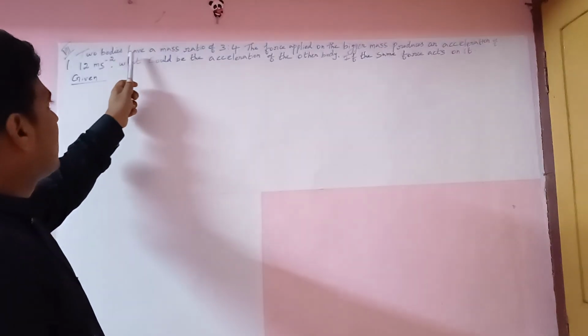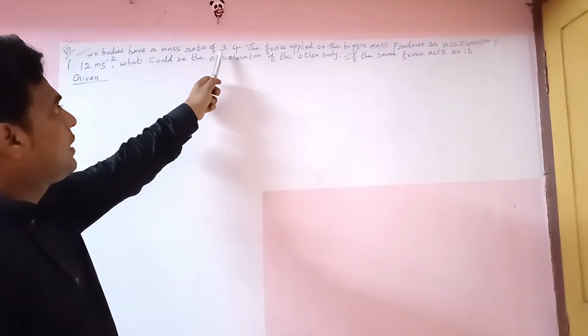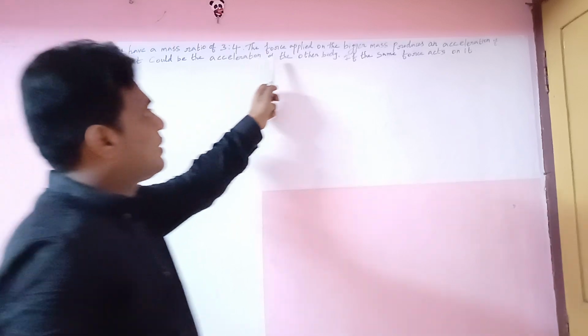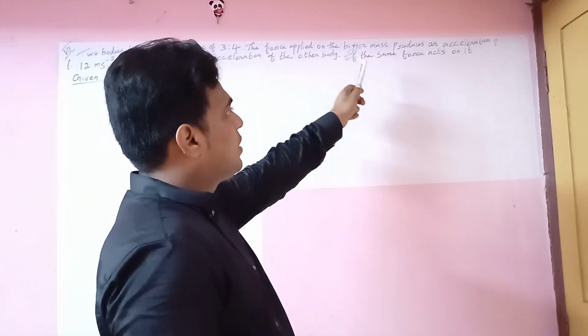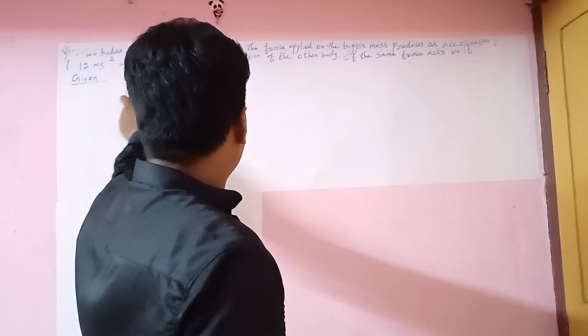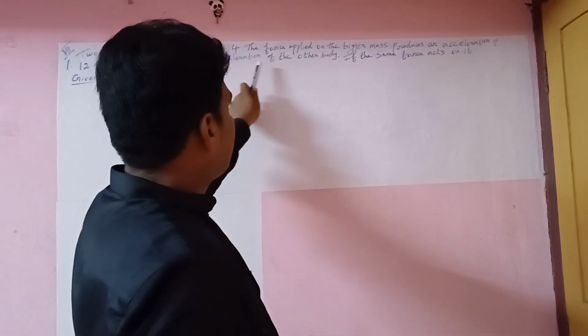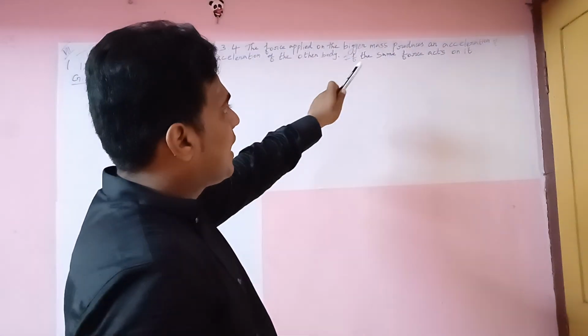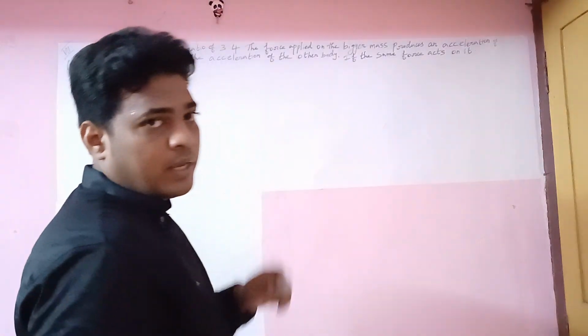The two bodies have a mass ratio of 3:4. The force applied on the bigger mass produces an acceleration of 12 ms power minus 2. What could be the acceleration of the other body if the same force acts on it? So we have to write the data.